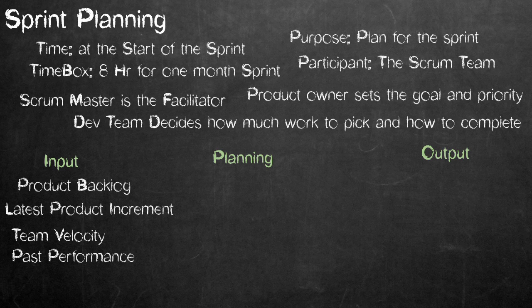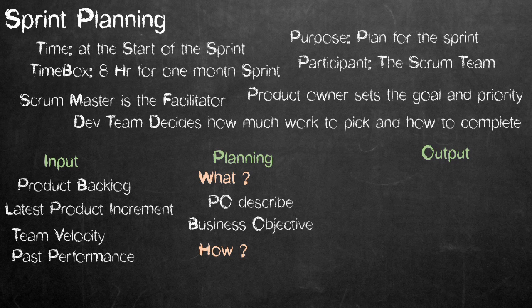Now let's see how the sprint planning progresses. There are two parts of this planning meeting. First, what can be done in this sprint? And second, how will the chosen work get done? In the first part of the meeting, the product owner discusses the objective that the sprint should achieve and the product backlog items that, if completed in the sprint, would achieve the sprint goal. The entire Scrum team collaborates on understanding the work of the sprint, and the development team works to forecast the functionality that will be developed during the sprint.